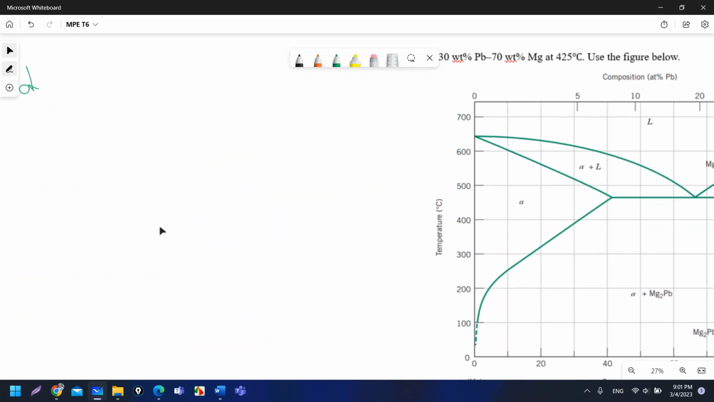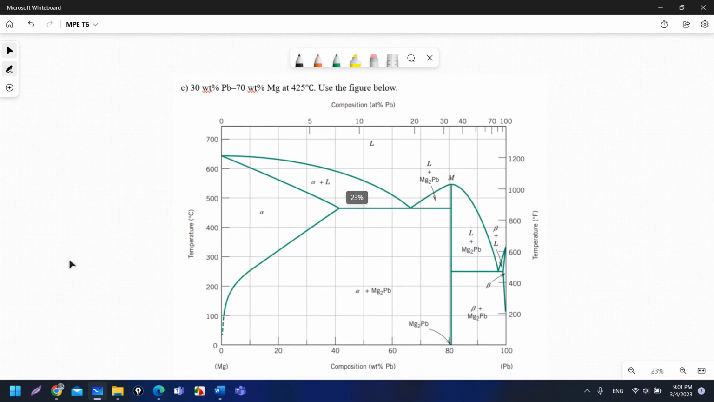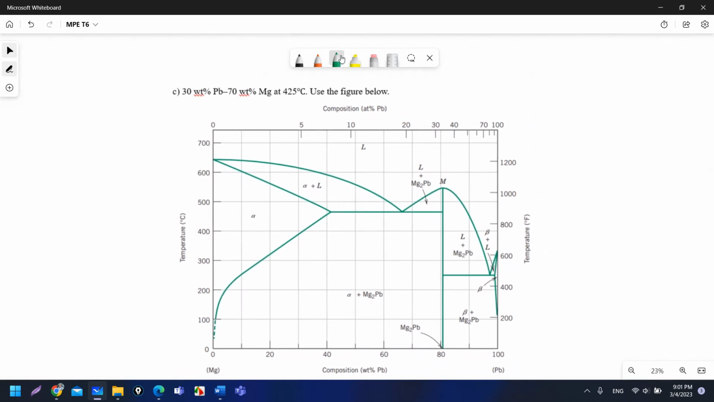Okay, so let's see part C. This alloy, we have 30 weight percent Pb. So this x-axis represents the Pb, so it is 30%, so it is here.